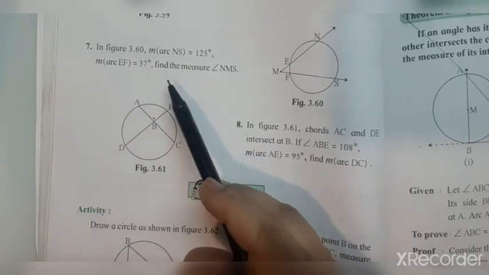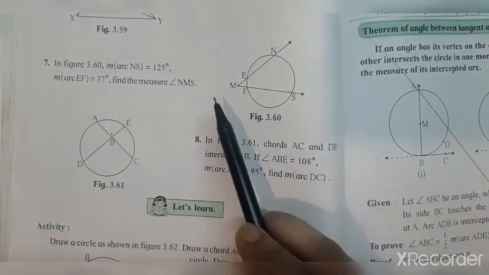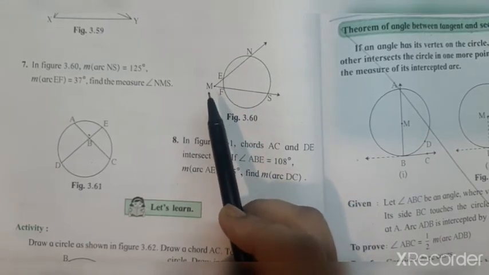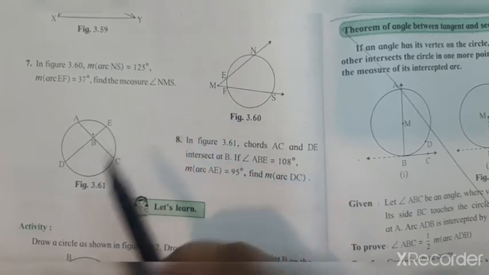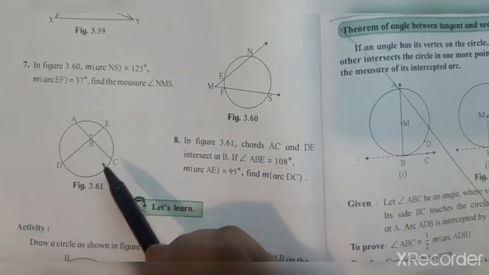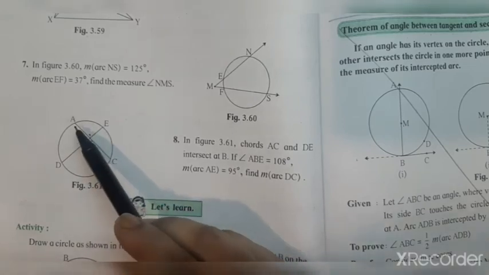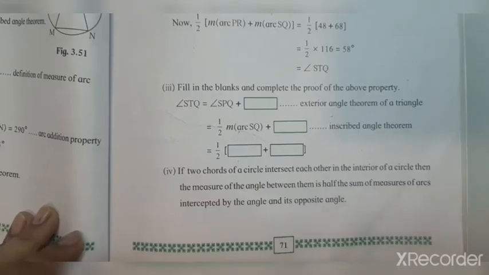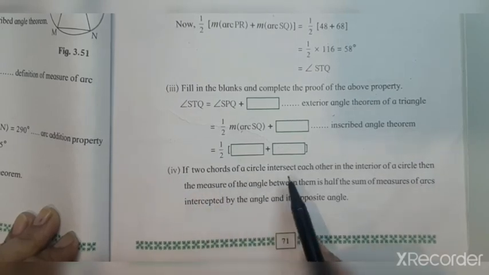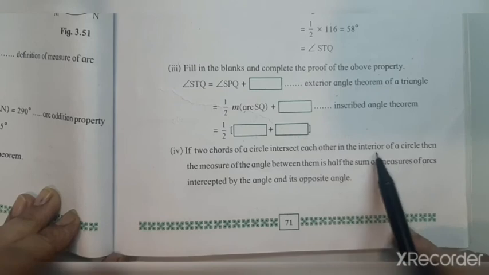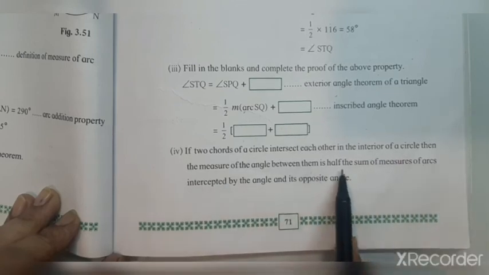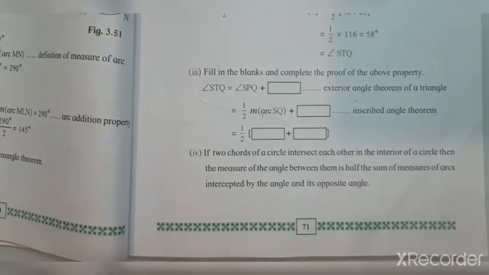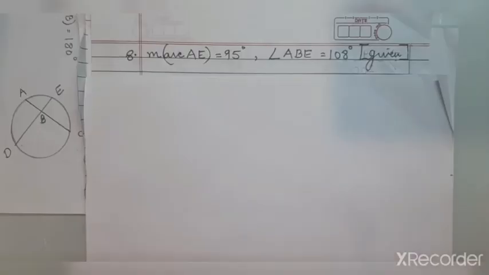Just before this we solved the seventh sum, where these chords are part of lines and intersect outside the circle, and therefore the property used involved a difference. Now it is the same, but the only thing is we have to take the addition of the arcs. We have studied this property on page number 71: if two chords of a circle intersect each other in the interior of a circle, then the measure of the angle between them is half the sum of the measures of arcs intercepted by the angle and its opposite angle.